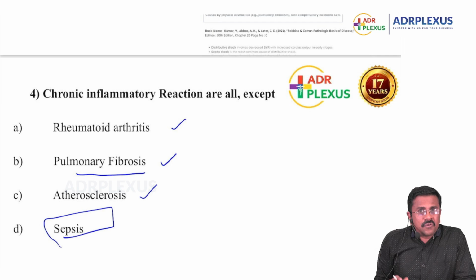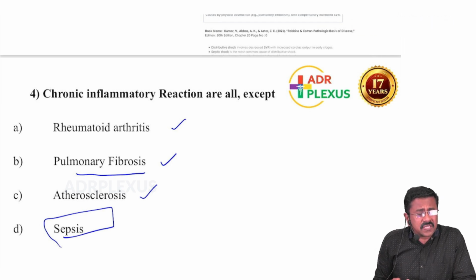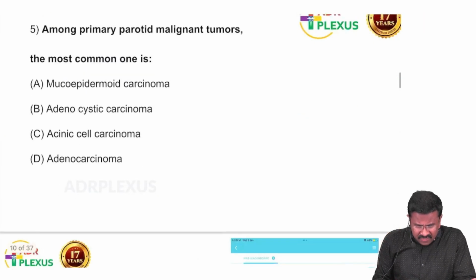Yes. So septicemia, bacterial sepsis, is an acute process. Rest of all the things are chronic inflammatory reactions: rheumatoid arthritis, pulmonary fibrosis and atherosclerosis. Moving on to the fifth question.